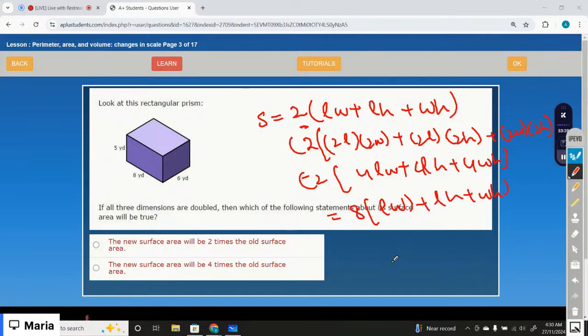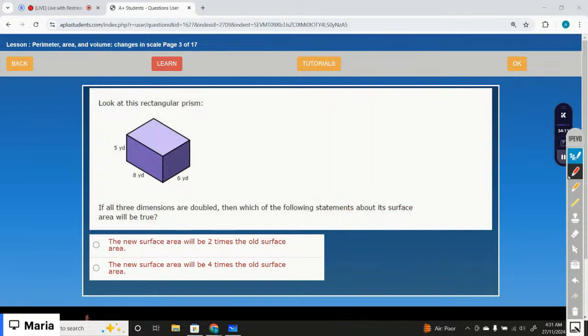The original was 2, so 8 divided by 2 is 4. That means the new surface area will be 4 times the old surface area.